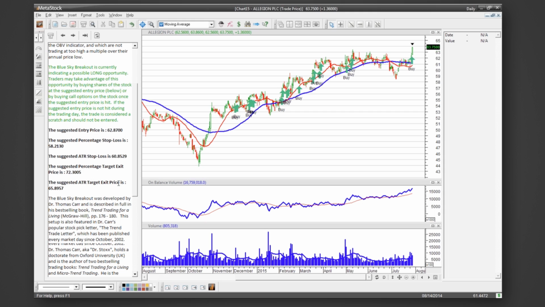So Dr. Stoxx has done a great job of putting this together and really giving you a full walkthrough of the trade. So the big question again was, how do I get a trial of the Trend Trading Toolkit?